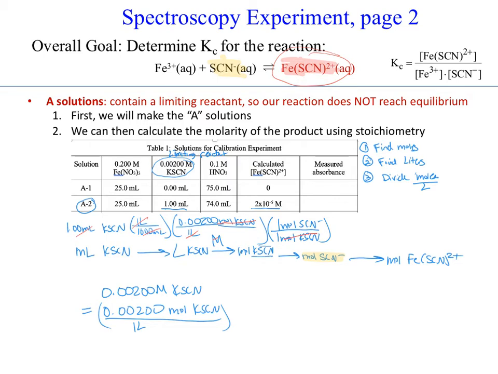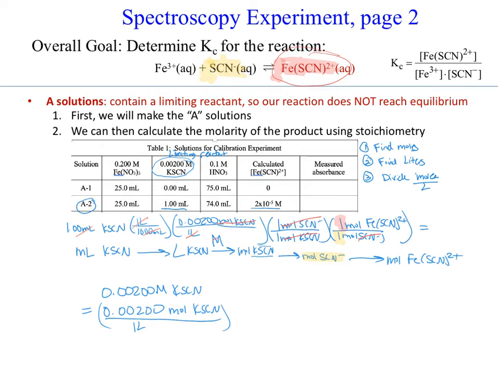And now I'm using my mole ratio from my balanced chemical equation. For every 1 mole of SCN minus, I have 1 mole of my product, FeSCN2+. And those units cancel. And again, these numbers came from my balanced chemical equation. So for every 1 mole, that's the number 1 right there because there's nothing written, I've got 1 mole of SCN minus, which would be right there.